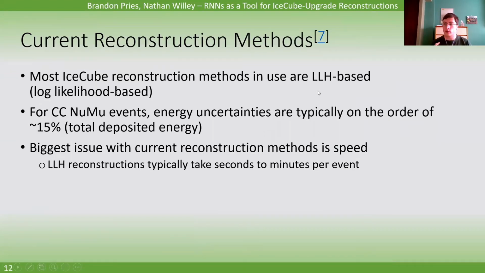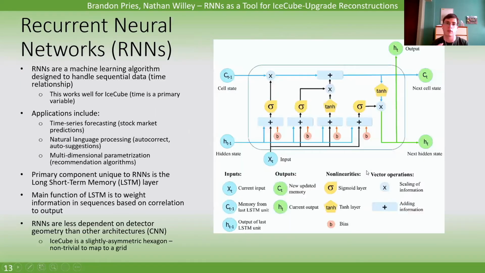So some of the current reconstruction methods that we're using, most of them are log likelihood based. And then for charge current nu mu events, which are the kind of events that I'll be working with specifically, the energy uncertainties are typically on the order of about 15% for the total deposited energy in the detector. The biggest issue that we have with current reconstruction methods right now is speed, because most of these log likelihood reconstructions will take something on the order of seconds to minutes to process an event, which is pretty slow, especially when you're processing a lot of events. And so this speed issue is one of the reasons we've been looking into neural networks.